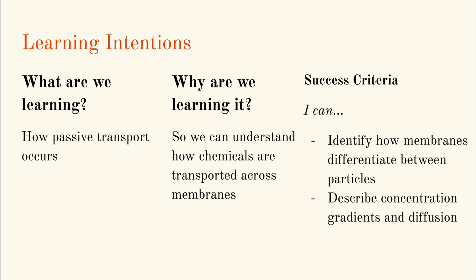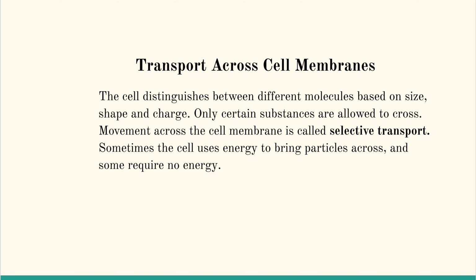Today we're talking about how passive transport takes place so we can understand how chemicals get transported across membranes. Our success criteria is being able to identify how membranes can differentiate between particles and being able to describe both concentration gradients and diffusion.